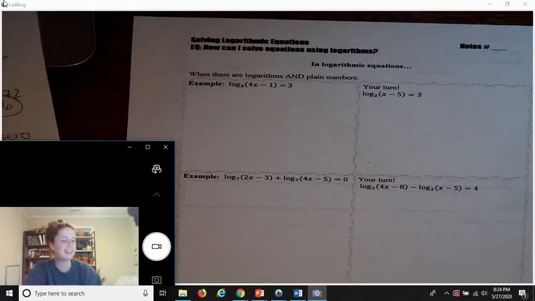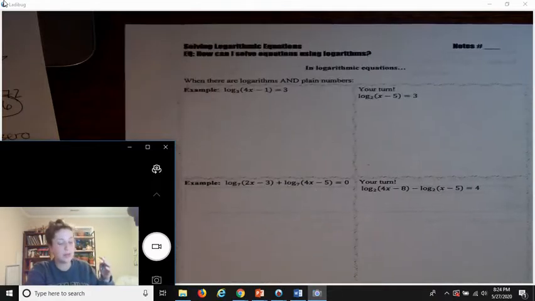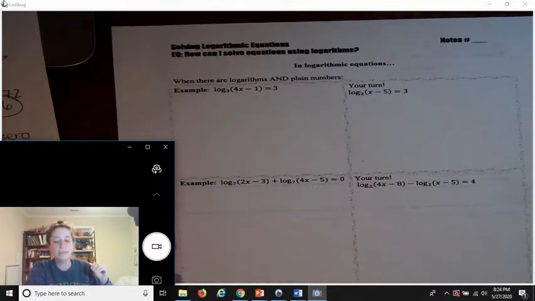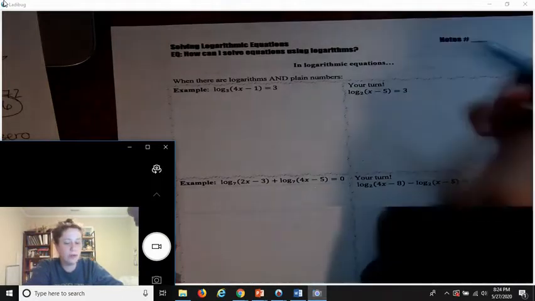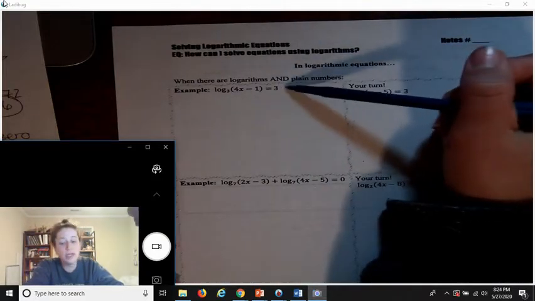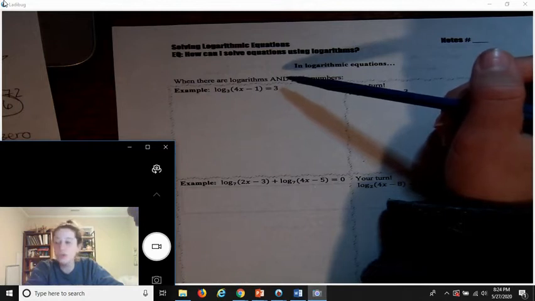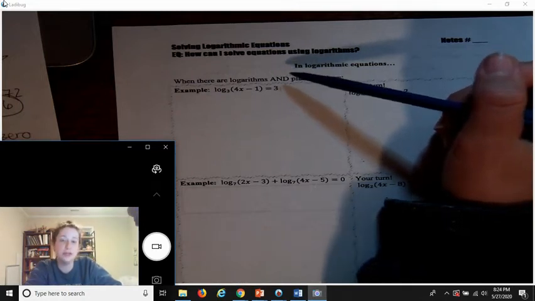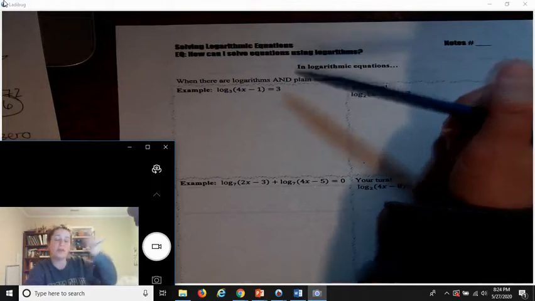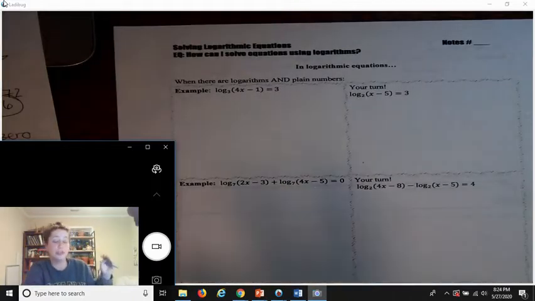We're taking some notes. So last class we talked about solving exponential equations, and now we're talking about solving logarithmic equations. So let's jump right in. First we have this example, log base 3 of 4x minus 1 equals 3. The first thing we want to do, you can go to your formula booklet and use the conversion between logarithmic and exponential form and just do that.